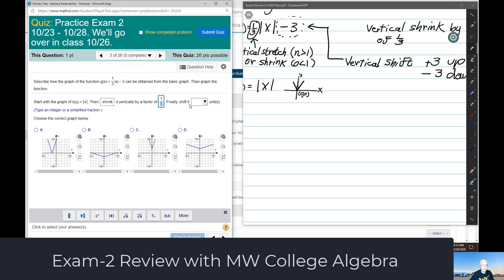And then finally shift it. Up 3, down 3. Well, your vertical shift will only be 3, either up or down, and that minus means down, so down 3. So without even having to use a graphing calculator, I know that the V is going to be moved down 3 units. So let's make this bigger.